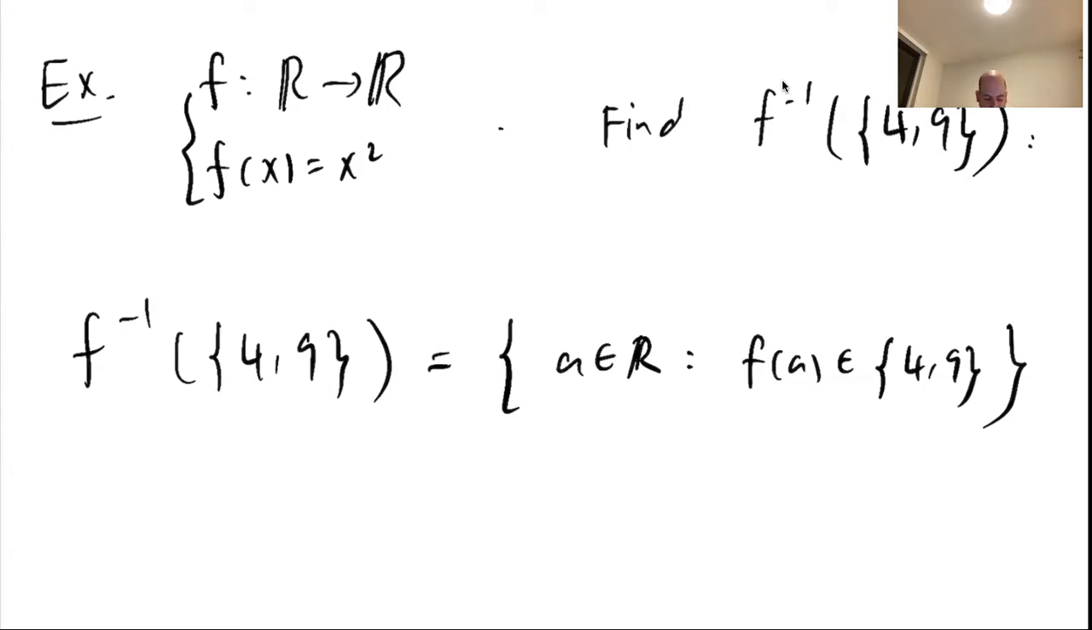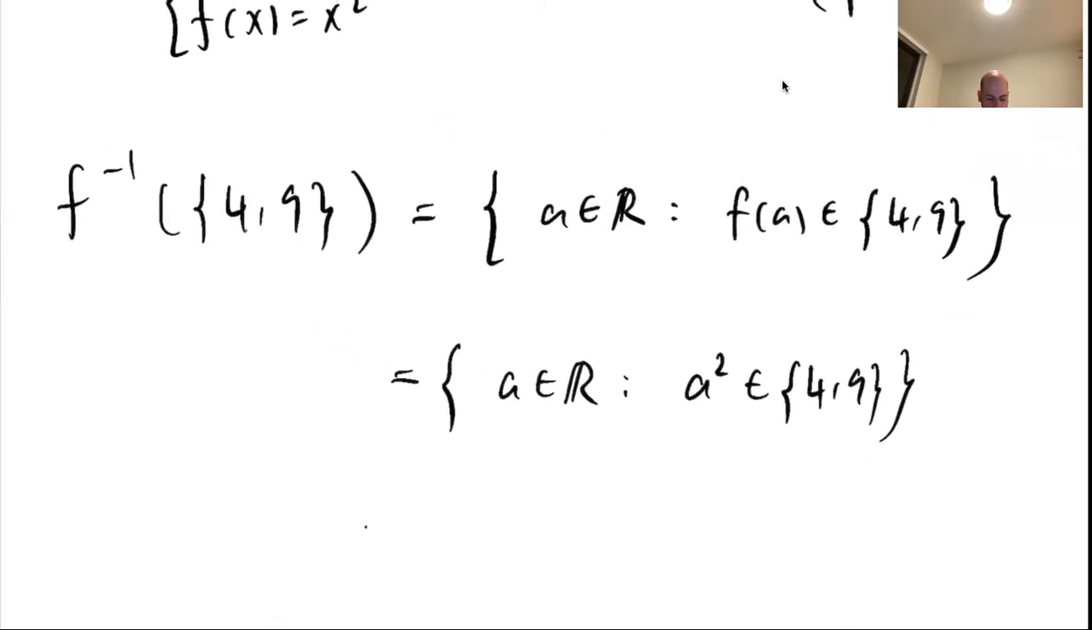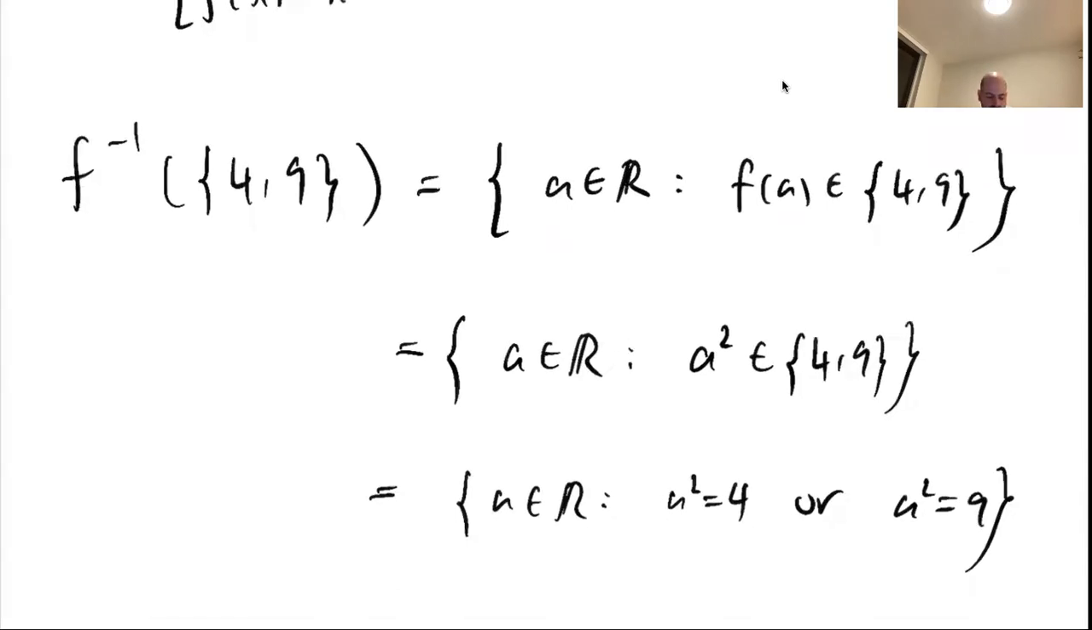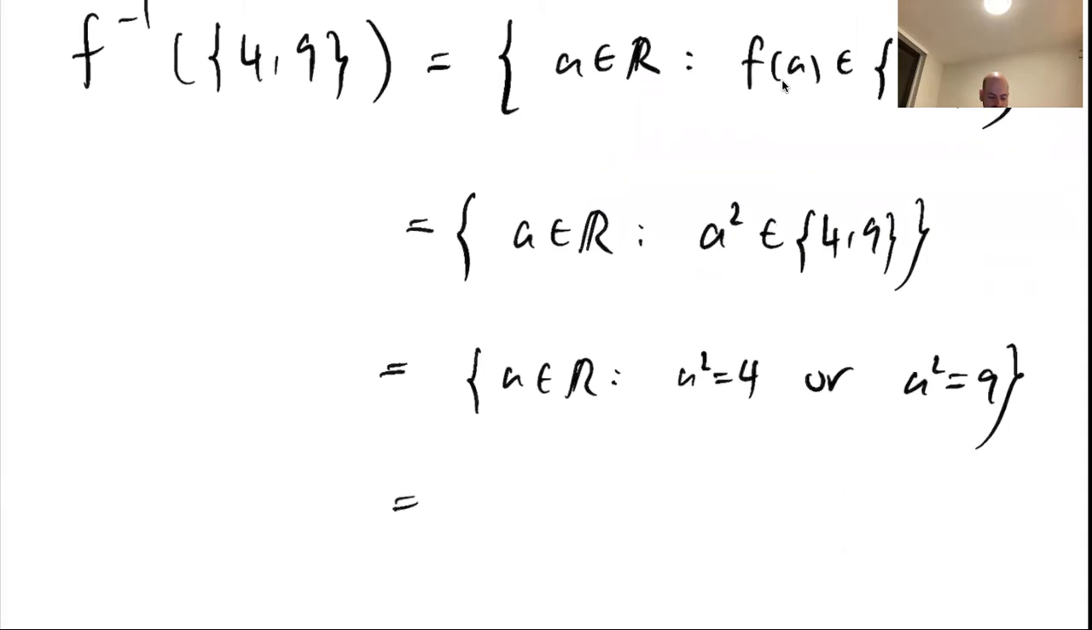So how can I find all of them? If I simplify this set, a belongs to R such that f of a is a squared, and a squared belongs to {4, 9}. So a squared belongs to {4, 9} means what? It means a squared is equal to 4 or a squared equals 9, because {4, 9} has only two elements, 4 and 9. That means either a squared has to be equal to 4 or it has to be equal to 9.